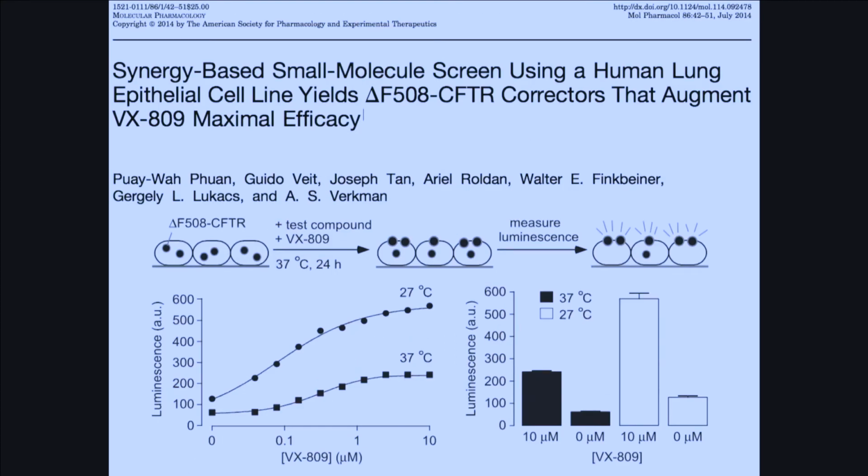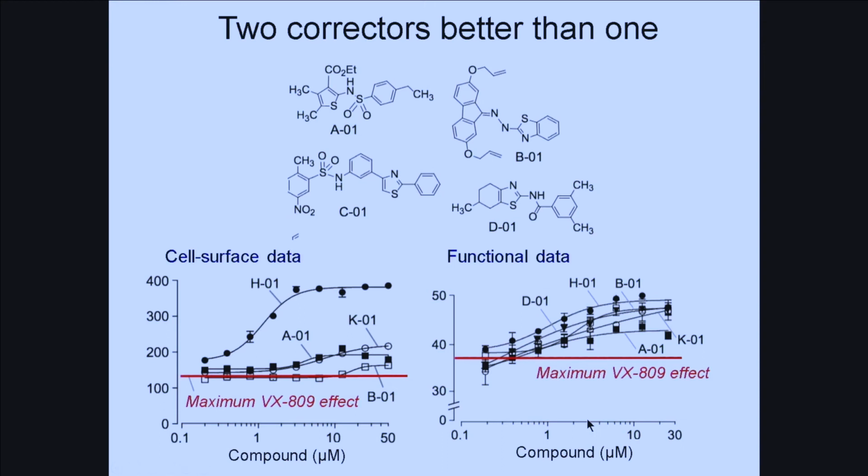So to try to prove this paradigm, we developed a synergy screen. That is, we took cells, exposed them to a maximal amount of lumicaftor Vertex 809, and then together with a test compound asked whether the test compound could increase the efficacy beyond that of the Vertex 809 alone. And so this slide simply shows that our assay works in that the Vertex 809 could increase the signal.